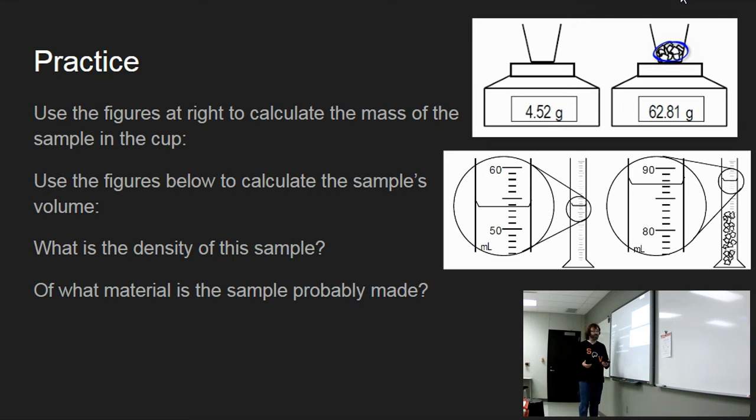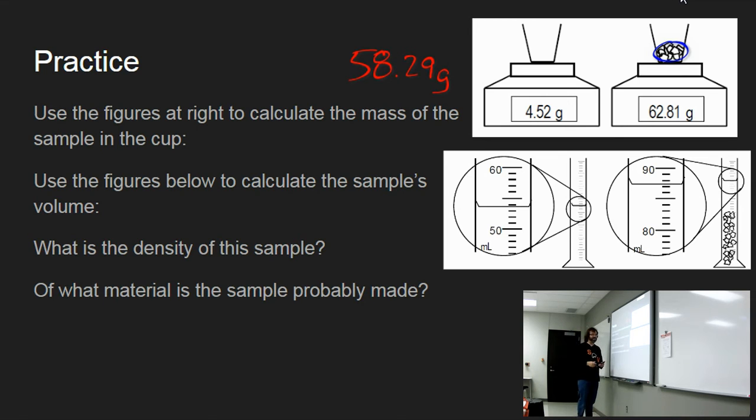As far as the scale goes, we just have to read the scale. What they did not do is press the tare button on the scale to set it up and find the mass. So we're going to have to subtract out the mass of that container. What we have with the chips in it is 62.81 grams. The empty container by itself is 4.52 grams. If I subtract those two from each other, I get a mass of 58.29 grams. That would be the mass of just the chips themselves, not the container.